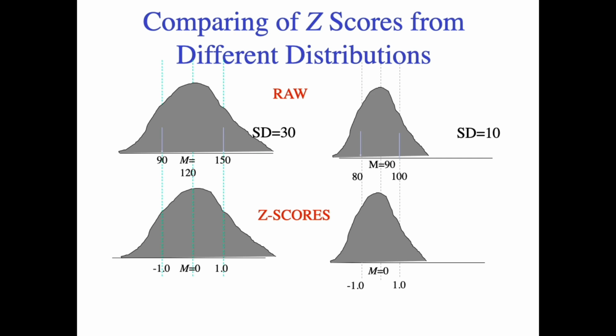So that's important to remember, that we're always just converting things to z-scores that we're going to get the mean of 0 and a standard deviation of 1, but it's not going to change the shape.